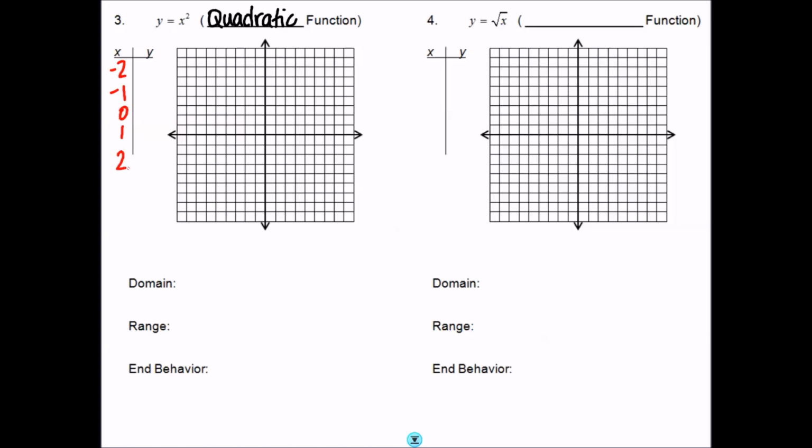Now, this says y equals x squared. So -2 squared is what? It should be positive 4. Because remember, squared means that you multiply something by itself. So -2 times -2 is positive 4. So -1 squared is -1 times -1, which is positive 1. 0 squared is 0, 1 squared is 1, 2 squared is 4. So I'm going to go ahead and plot these.